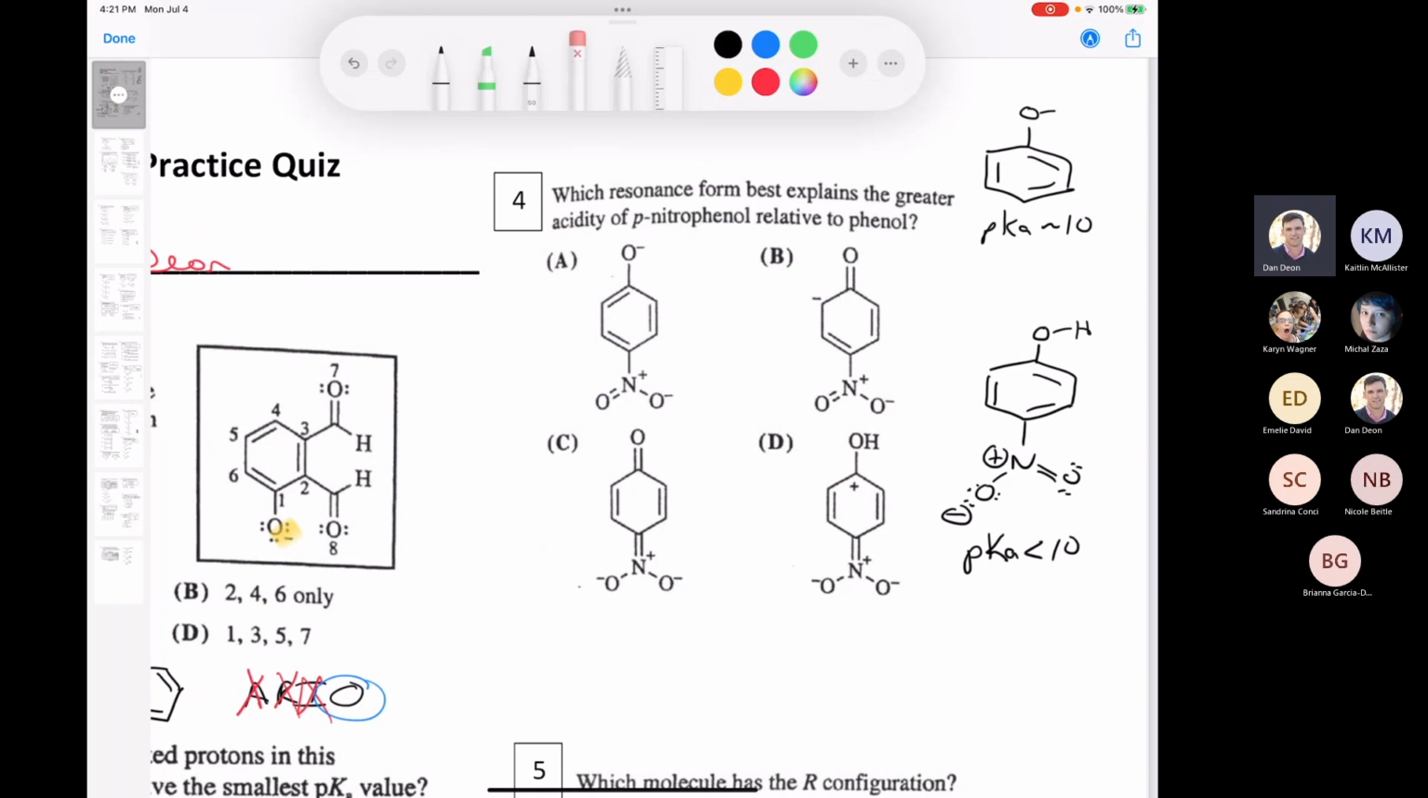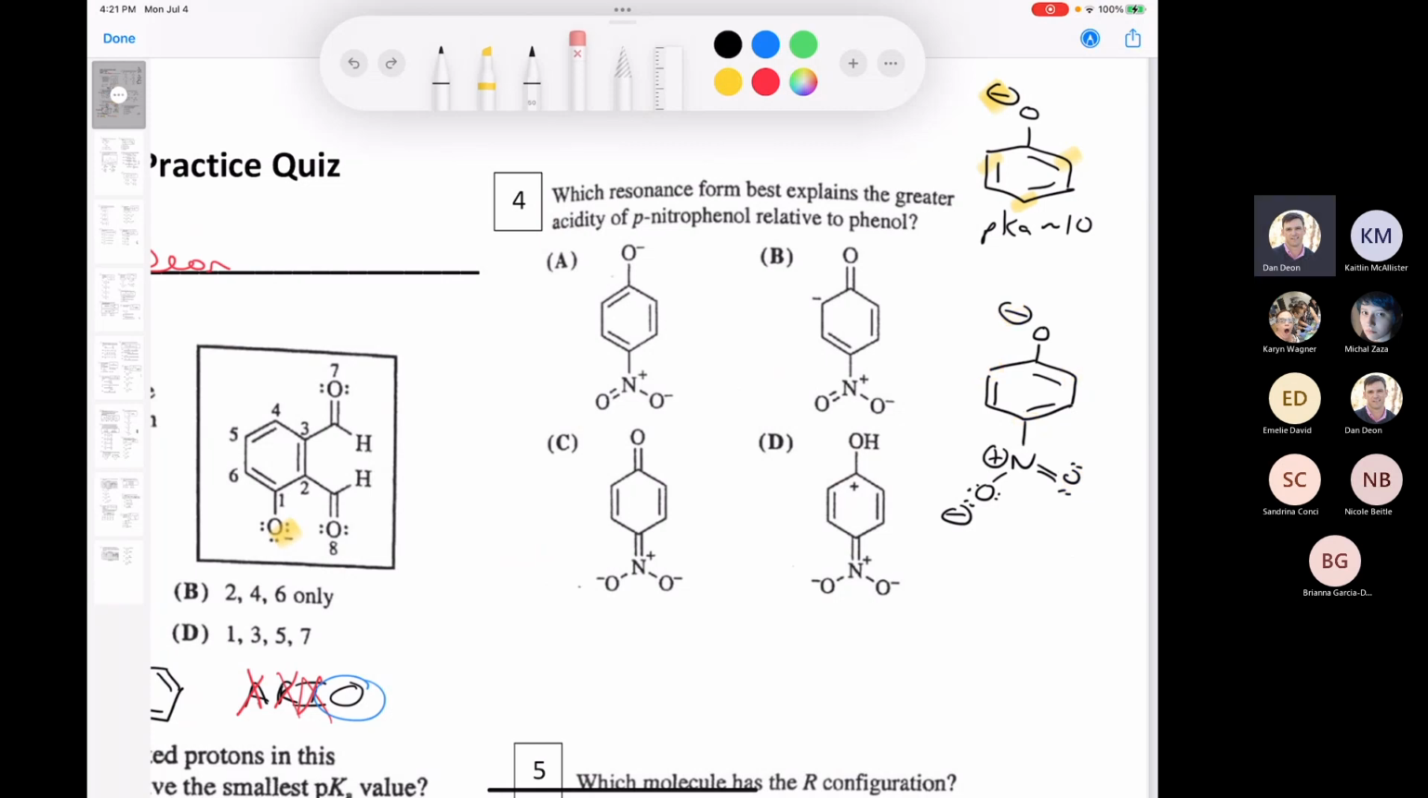It's because when you make the conjugate base of either of these, they have resonance structures, right? The phenoxide, you could draw a resonance structure. You could put the negative charge here, here, or here. However, if you do the same thing with para-nitrophenol, you can have the negative charge here, here, here, and here. You can delocalize it all the way down to the oxygen.